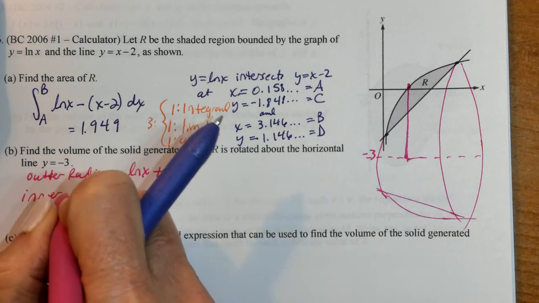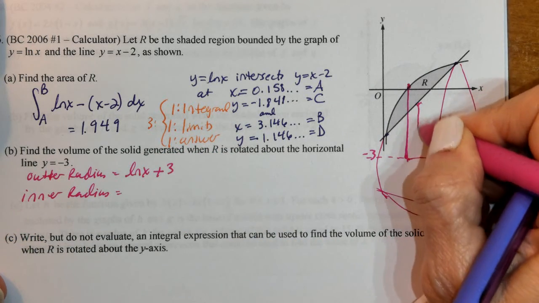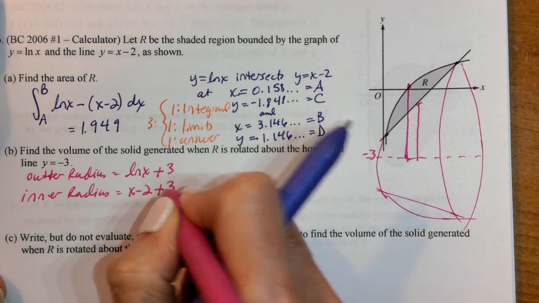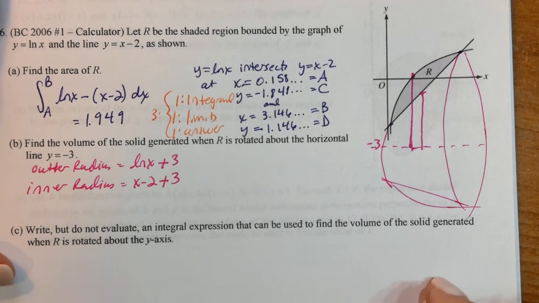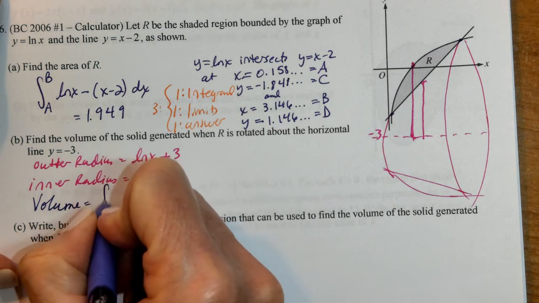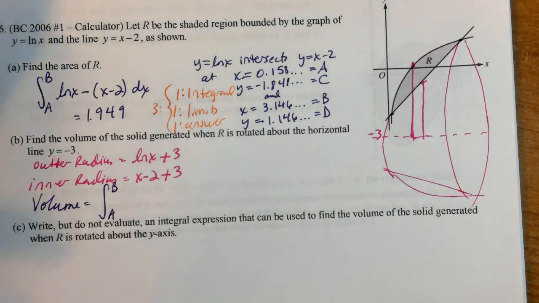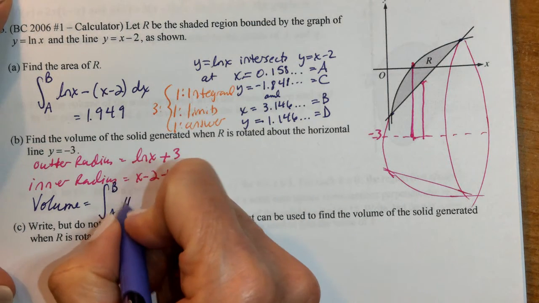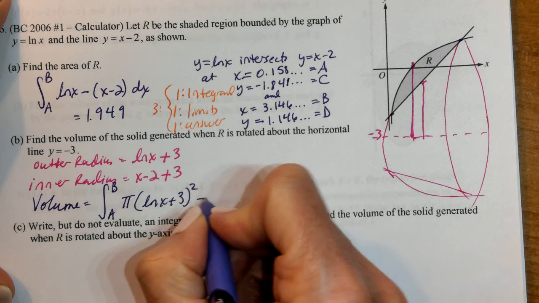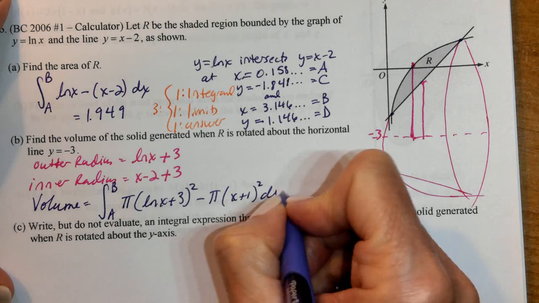Our inner radius will be the line minus a -3. And so our volume will be the integral, still going from A to B, of pi times our outer radius squared minus pi times our inner radius squared.